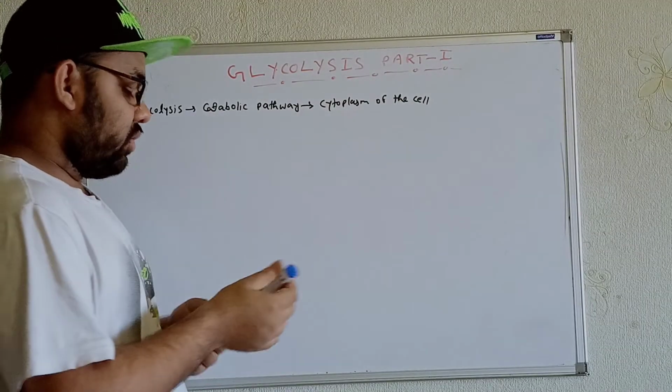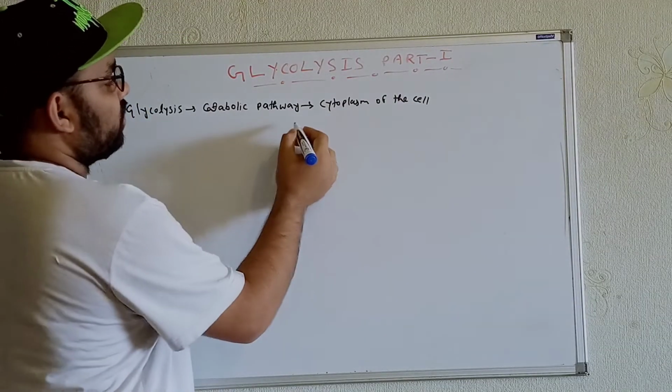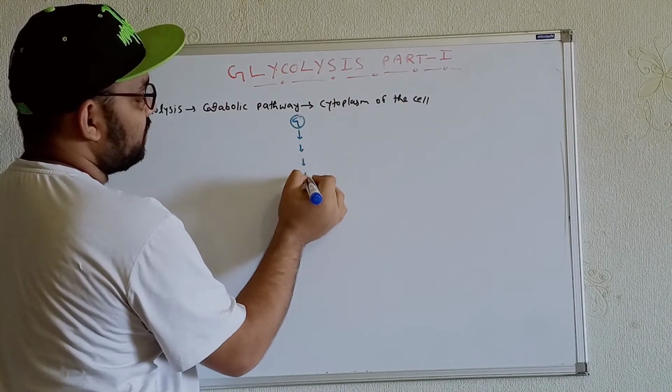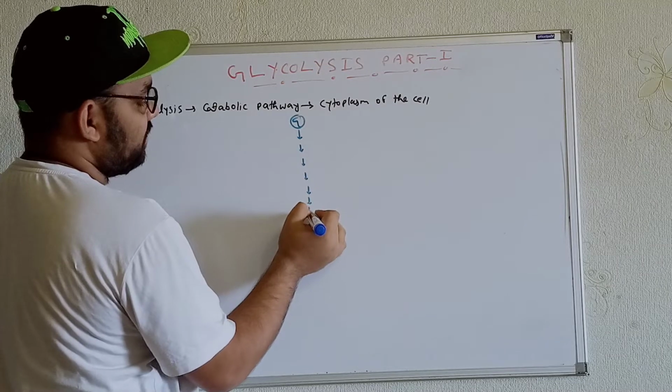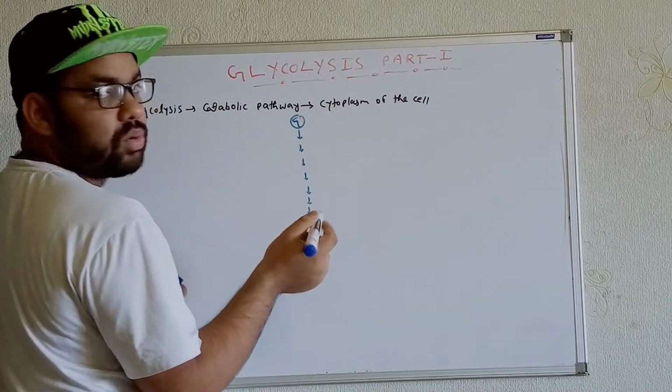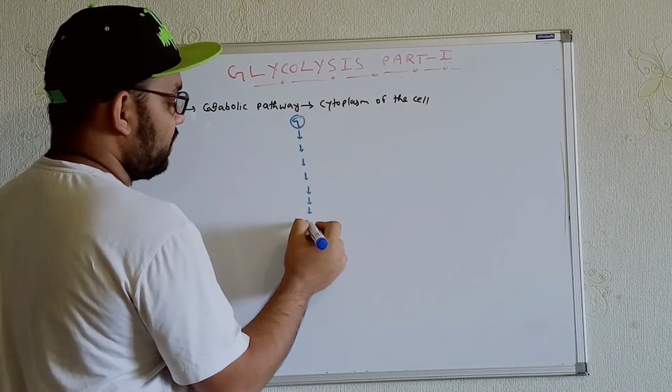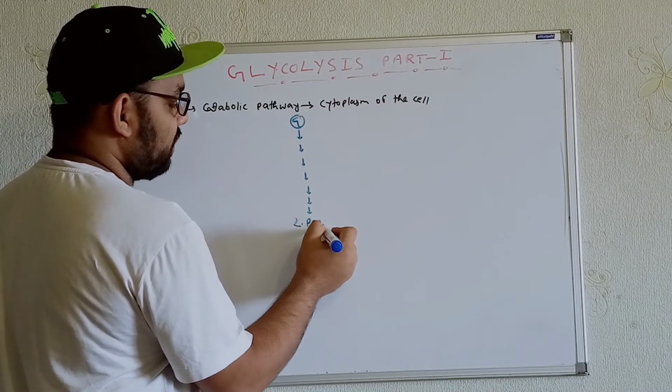Now glycolysis, you know what, first we'll get the glucose, and this glucose will go through multiple catabolic steps, then it will get converted into what? Two molecules of pyruvic acid. So we'll get 2 molecules of pyruvic acid over here.